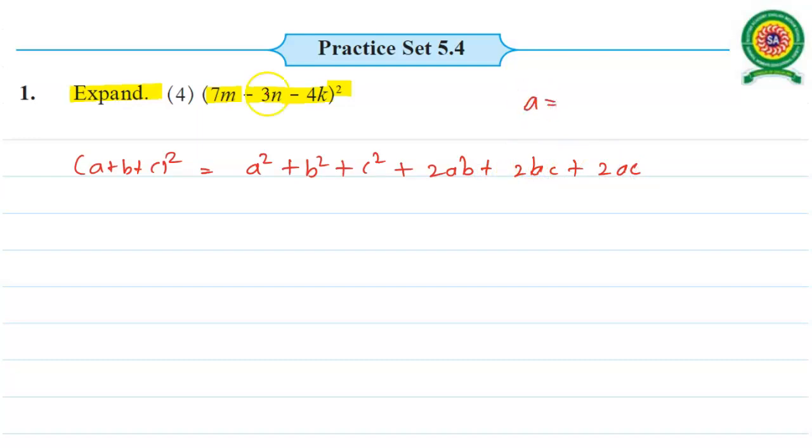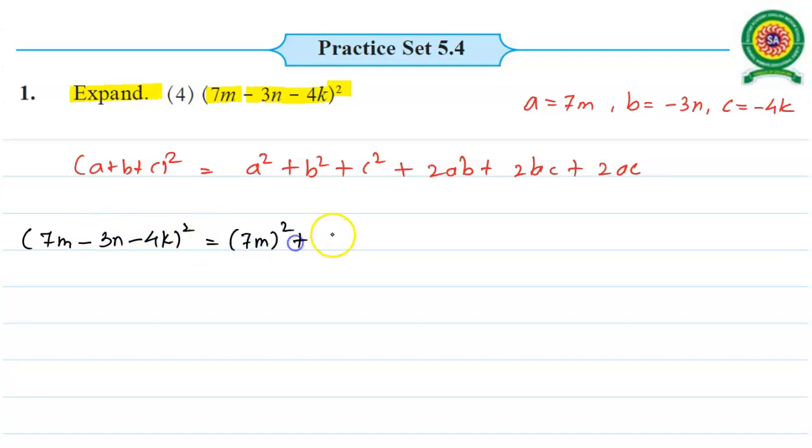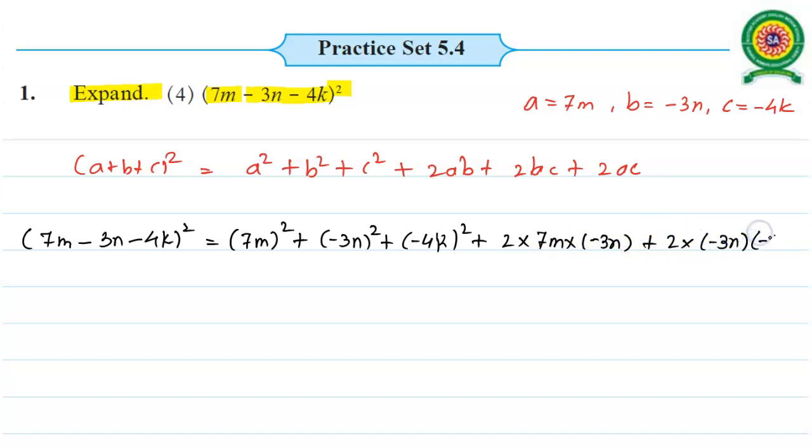So that we have a value becomes 7m, b value becomes minus of 3n and the c value becomes minus of 4k. Try to replace a, b, c by their value, so that the expansion for 7m minus of 3n minus of 4k the whole square is of the form 7m the whole square plus minus of 3n the whole square plus minus of 4k the whole square plus 2 times ab, means 7m into minus of 3n, plus 2 times bc, means minus of 3n into minus of 4k, plus 2 times ac, that means 7m into minus of 4k.